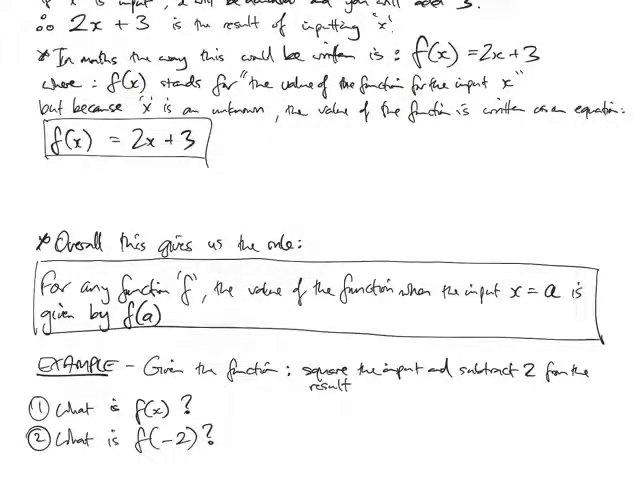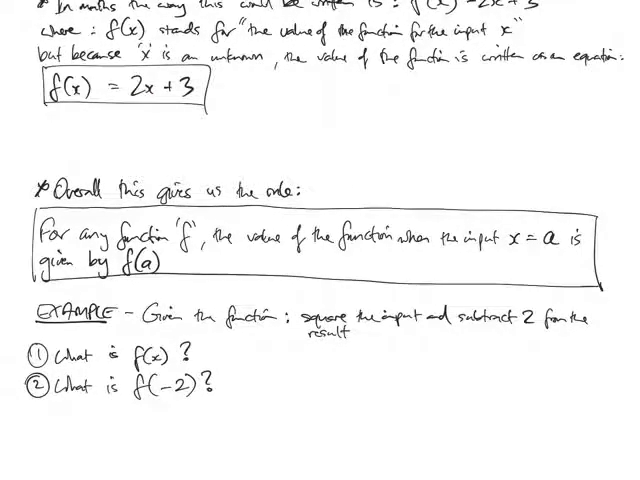Now because what's in that bracket, x, is an unknown, we don't know what it is, it's not a particular number, the value of the function is written as an equation, that is f of x. The value of the function when the variable is x, or the input is x, is equal to 2 times that input plus 3, because the function is doubling the thing, adding 3.